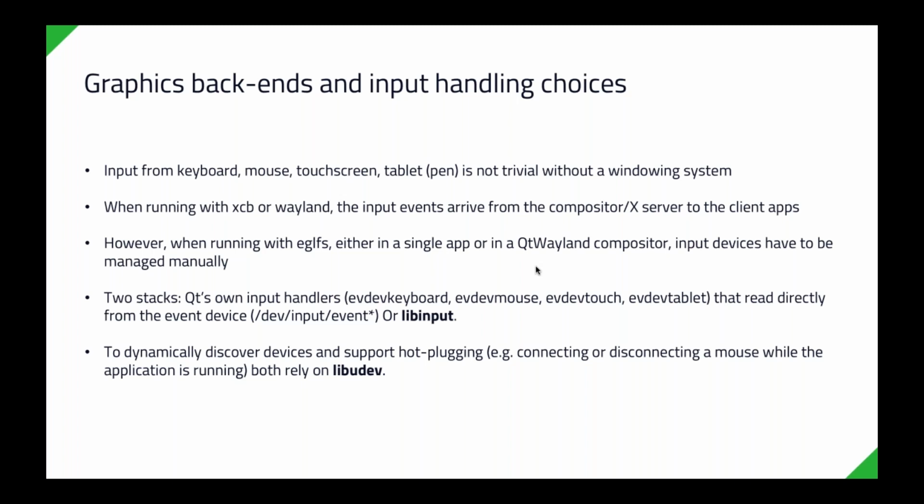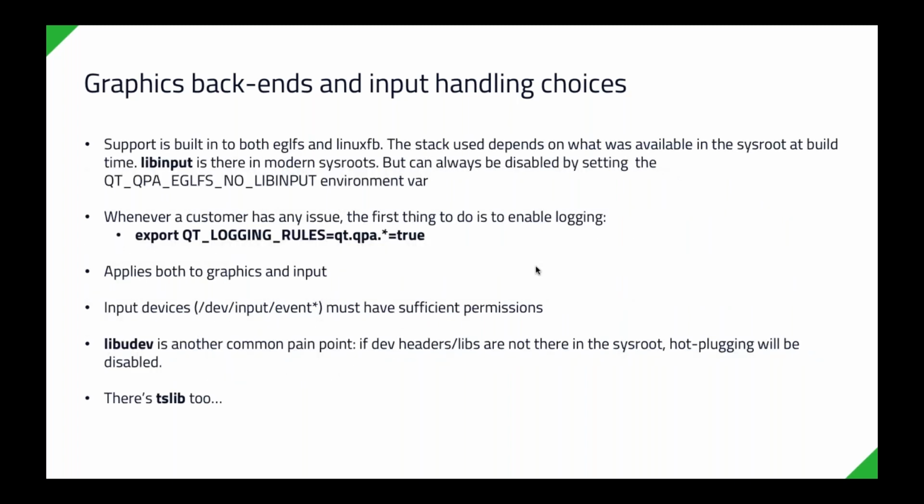What you need to ensure is when you are setting up your root file system or the build environment, make sure the libudev header and libs are available. When you configure Qt, you can take a look at the configure log to figure out if these were selected, and if not, then please make sure that the header files and the libs are available when you are configuring and building Qt. So that would take care of the hot plugging aspect.